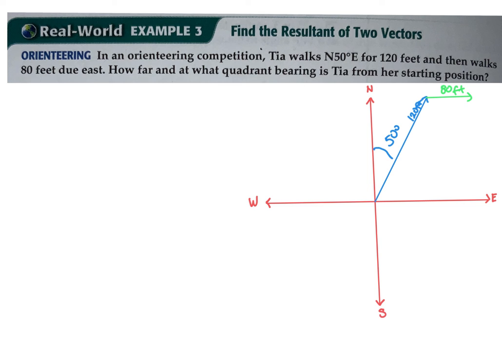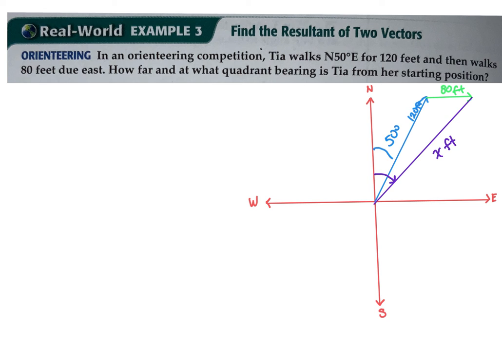And what they really want to know is how far and at what bearing is she from her starting position? That's what they want to know. So basically what they're asking here is, I want to know from her starting position all the way to here, what this distance is. And I also want to know the bearing. I want to know the degrees.